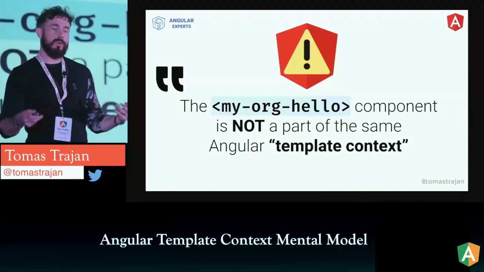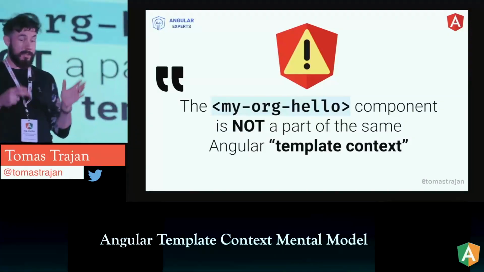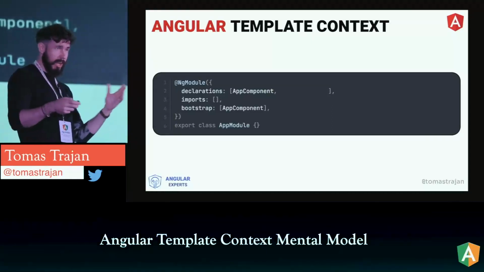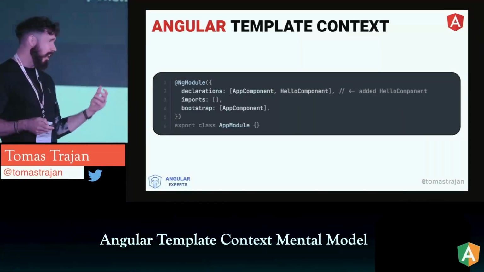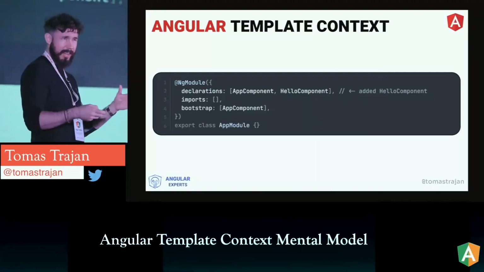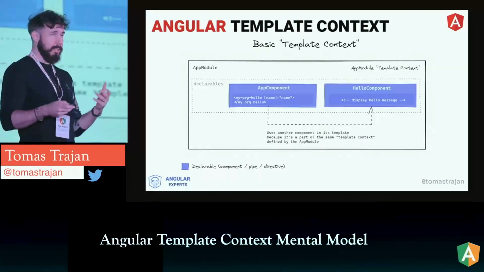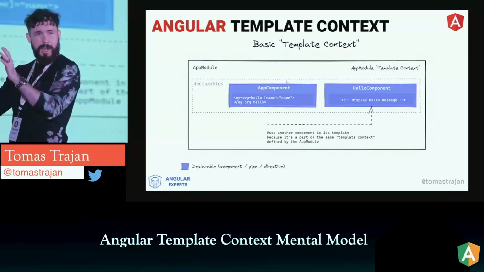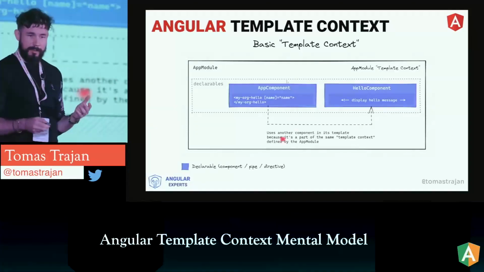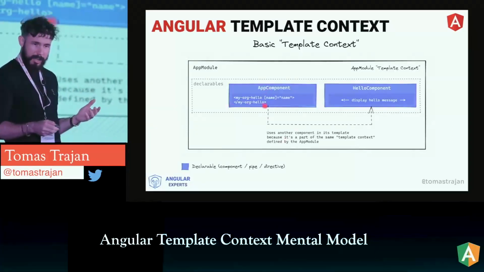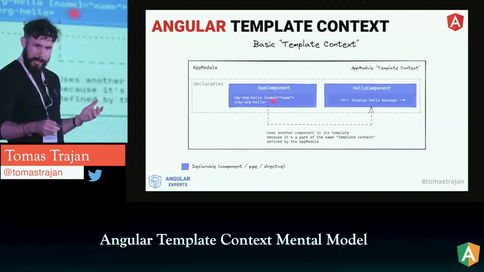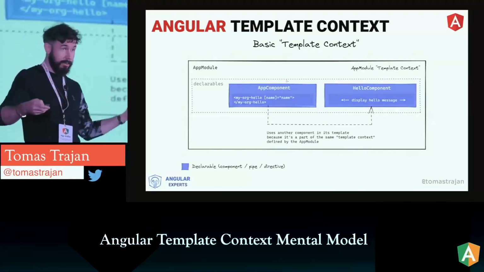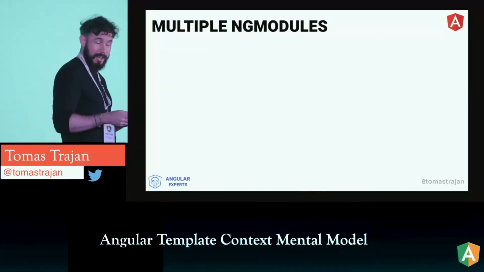So my organization hello component is not part of the same Angular template context. How can we fix that? The most naive approach would be, of course, to add this hello component in the list of the declarations of the same module. This would lead to a situation where we have a single big template context, which is managed by the application module, and because of that, the application module can use this hello organization component in its template, because they are both part of the same template context. So this is very simple, very easy, it just works.